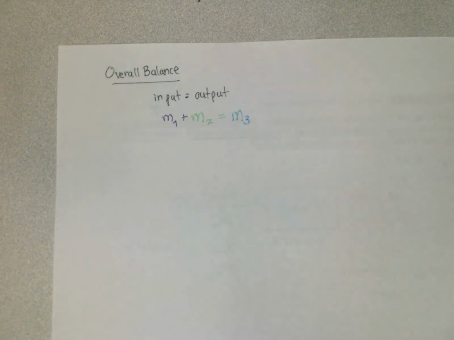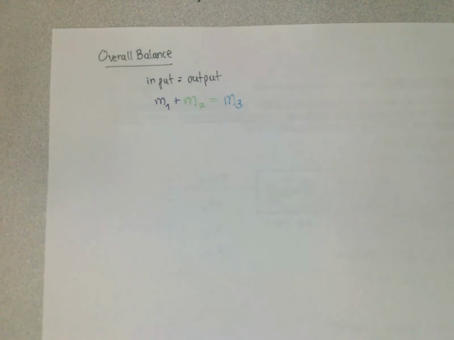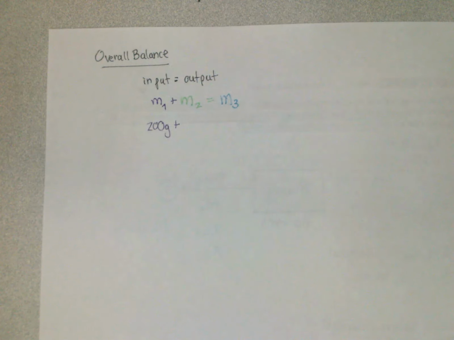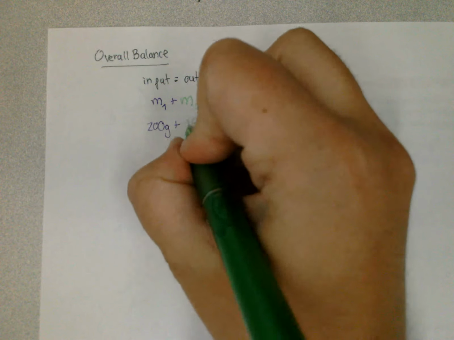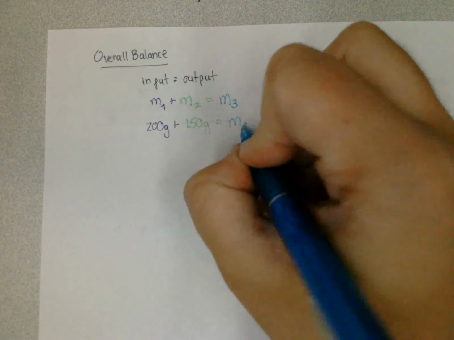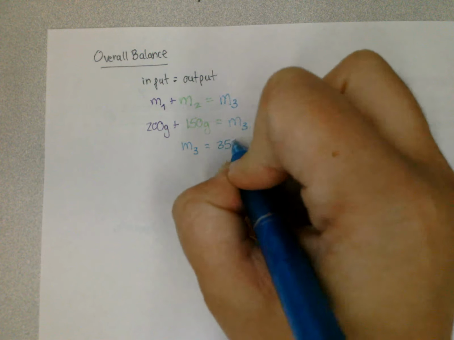And that's it, right? That's very easy. Two inputs in, one output out. So if we plug some numbers in, let's do that. We know we have 200 grams coming in input stream 1 and 150 grams coming in input stream 2, which means that M3 at the end of the day must equal 350 grams.